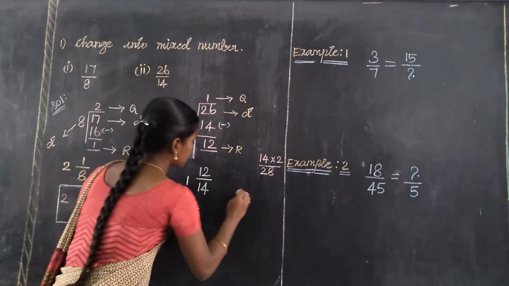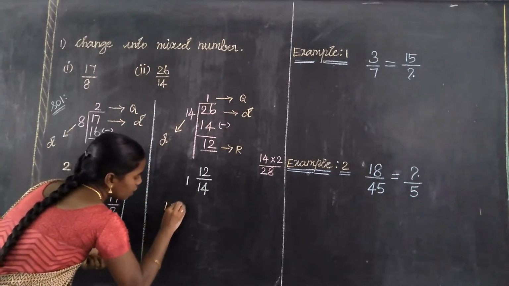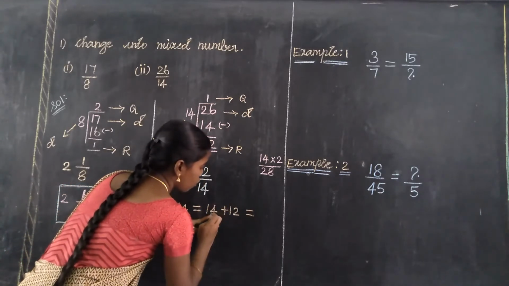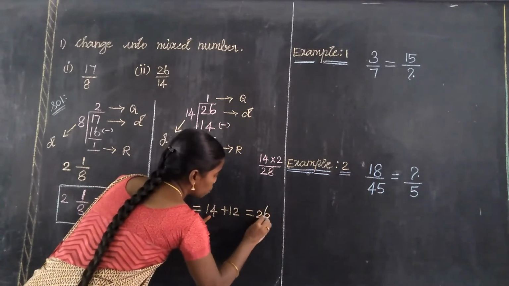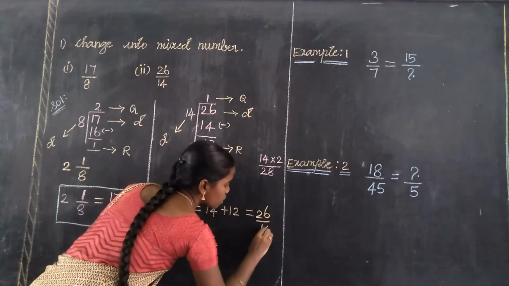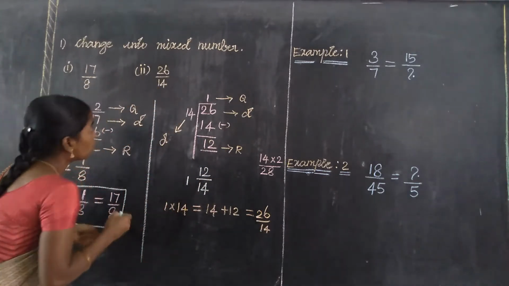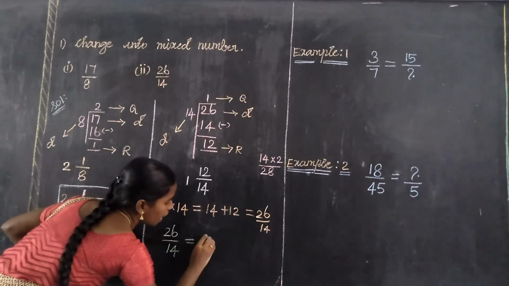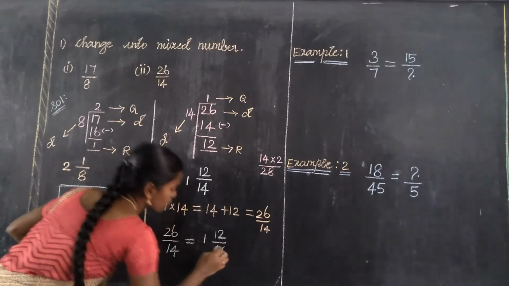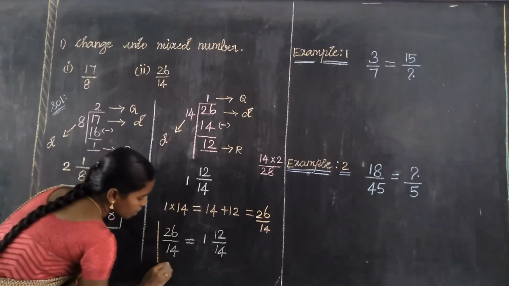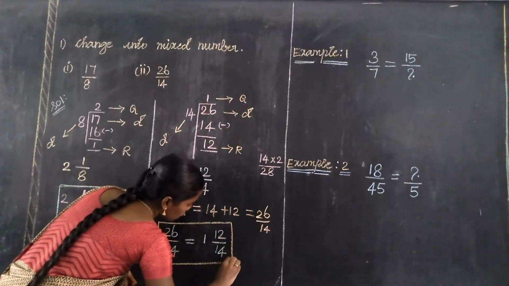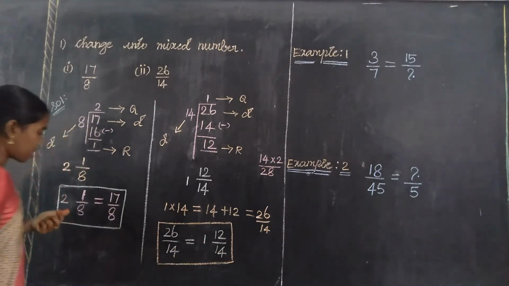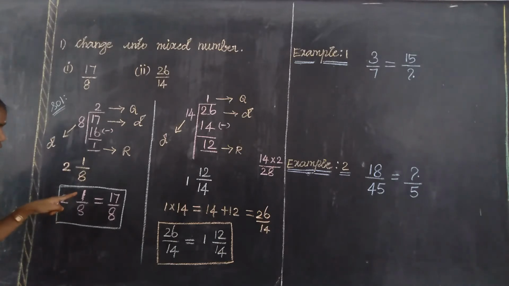See, check the answer: 1 into 14 is 14 plus 12, that is 4 plus 2, 6, and 1 plus 1, 2, so 26 divided by 14. The answer checks out. So 26 divided by 14 is equal to 1 and 12 by 14. This is the mixed number, a mixed fraction. One number is the whole number and the other is the fraction: 1 is the whole number and 12 by 14 is the fraction number. And the earlier one, 2 is the whole number and 1 by 8 is the fraction.